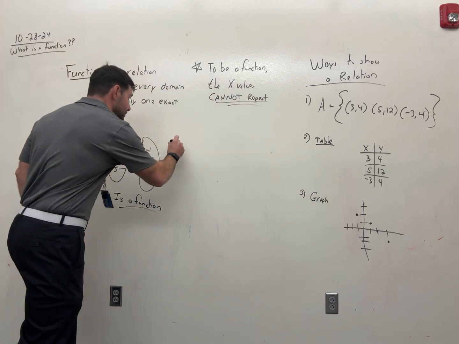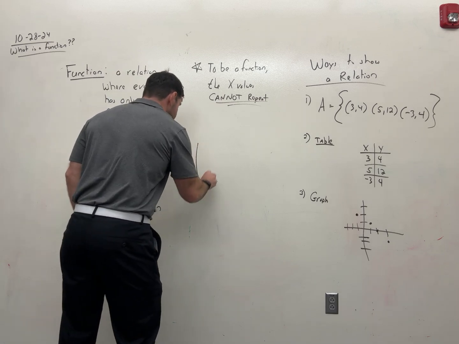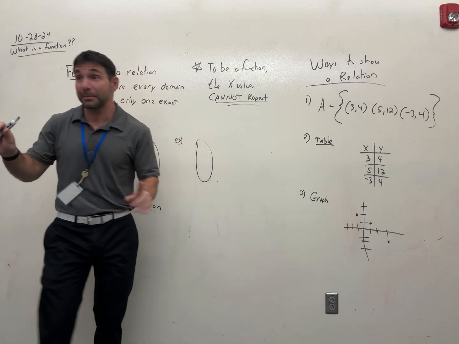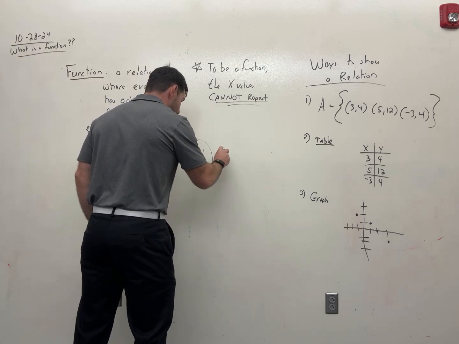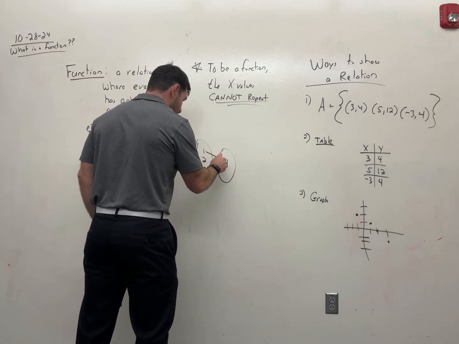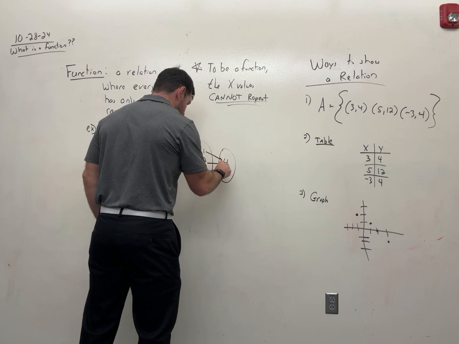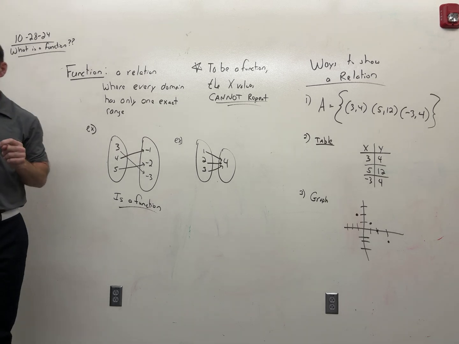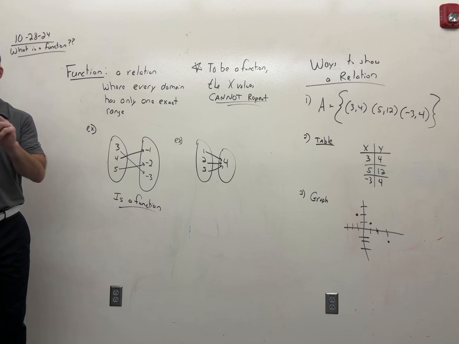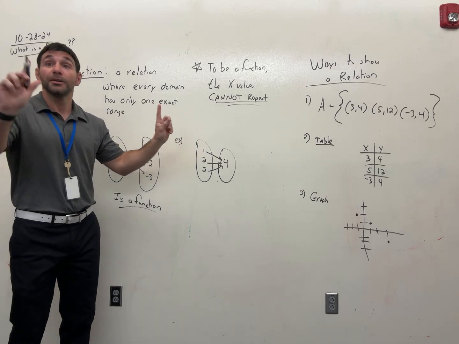So let's do another example. Let's try another mapping. What about y? Does it say anything about the y's? No. Okay. So 1, 2, 3. Is this a function? Why or why not? To be a function, the x values cannot repeat. Yeah, it is a function, because the x's don't repeat. It's 1, 2, 3, but the y.